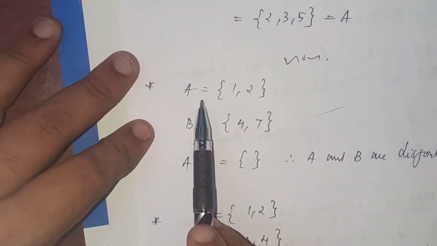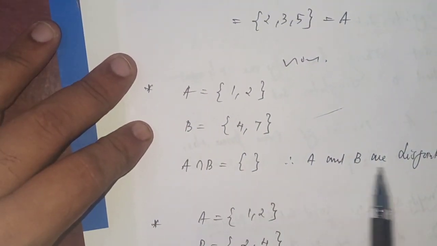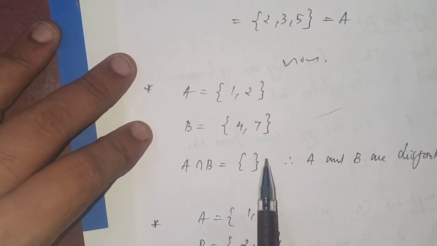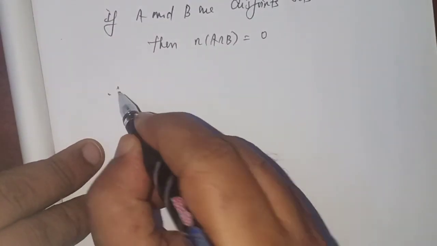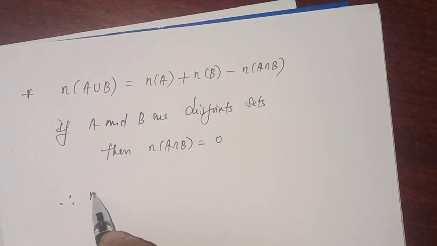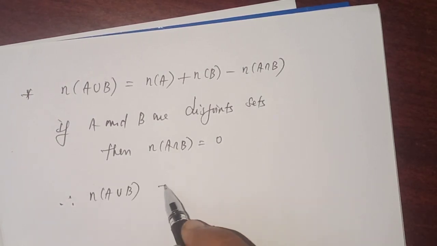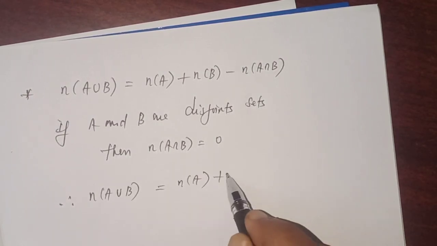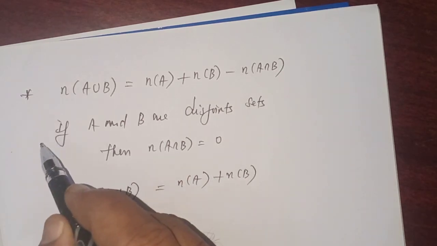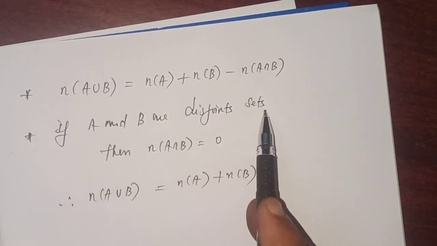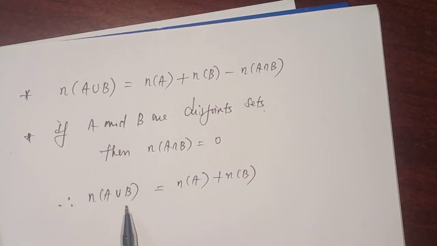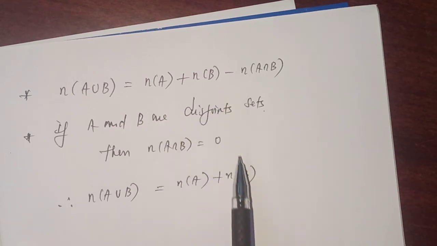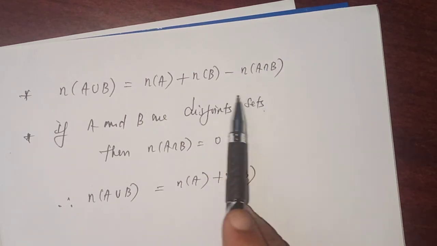Here A and B are disjoint sets. How many elements in A intersection B? Nothing. So cardinality of A intersection B is 0. Therefore, n of A union B becomes n of A plus n of B only. So if A and B are disjoint sets, n of A intersection B equals 0. At the same time, n of A union B equals n of A plus n of B only, because what about this portion? It becomes 0.